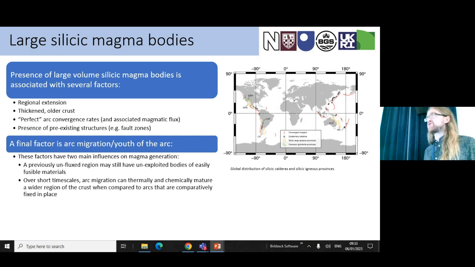These two factors have two main influences on magma generation at these centres. The first is that a previously unfluxed region that is now being fluxed may have unexploited bodies of quite easily fusible material that can be exploited. And over short timescales, arc migration can thermally and chemically mature a much wider region of the crust than an arc that's comparatively fixed in place.